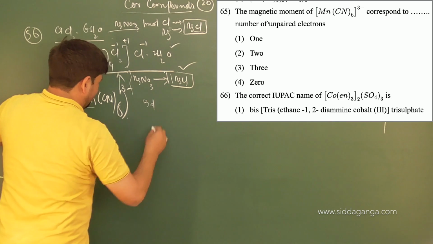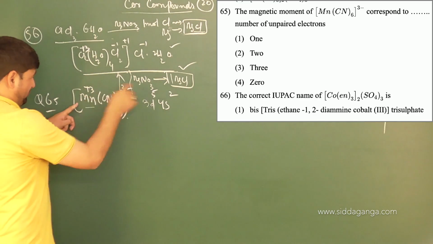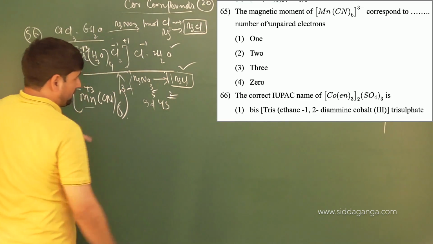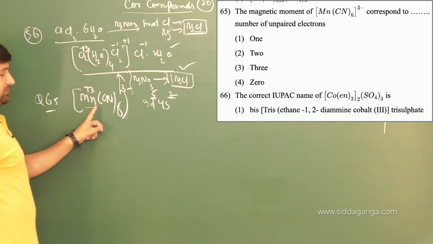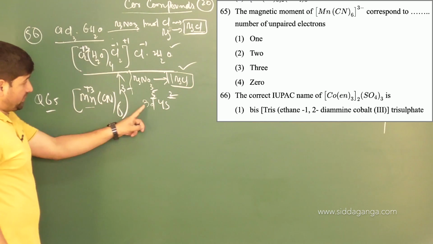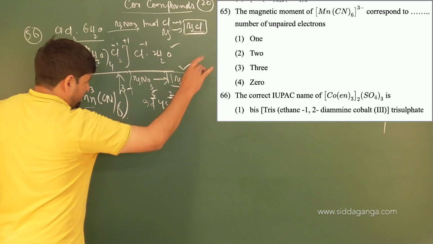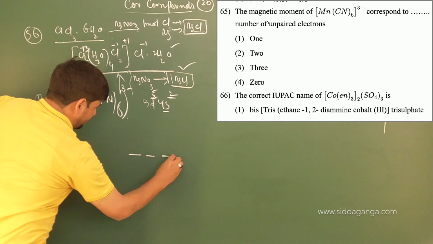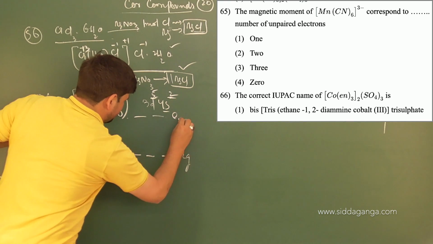Atomic number of manganese is 25. Electronic configuration of manganese is 3d5 4s2. It has lost how many electrons? 3 electrons, 2 from s and 1 from d. Manganese 3d5 4s2. Lost how many electrons, children? 3 electrons. Once it has lost 3 electrons, 2 from s, 1 from d, it's an octahedral field. It will be t2g, eg set. So this is our t2g and this is eg.